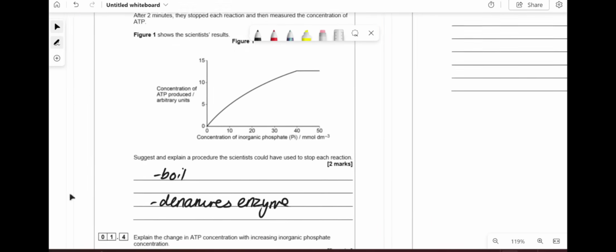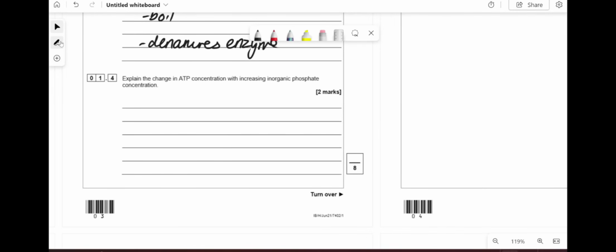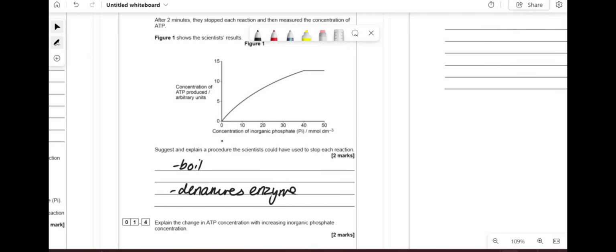Right. Next. Explain the change in ATP concentration with increasing inorganic phosphate concentration. So what we've got going on here is you've got this concentration of substrate, inorganic phosphate, and we've got the concentration of ATP made. So as you increase the concentration of phosphate, the amount of ATP produced climbs up. It's increasing, increasing, increasing, and then it levels off. So you're not making any more ATP, even though you're shoving in so much inorganic phosphate.